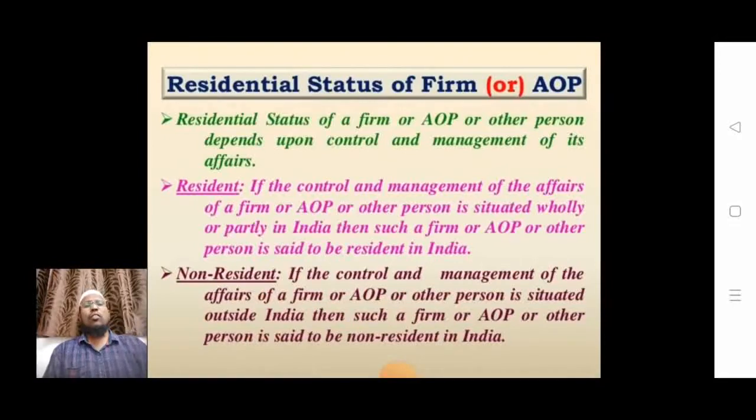Residential status of a firm or AOP, association of persons. The residential status of a firm, AOP or other person depends upon the control and management of affairs. If the control and management of the affairs of the firm, AOP or other person is situated wholly or partly in India, then such firm, AOP or other person is said to be resident in India. Non-resident AOP: how to determine it?